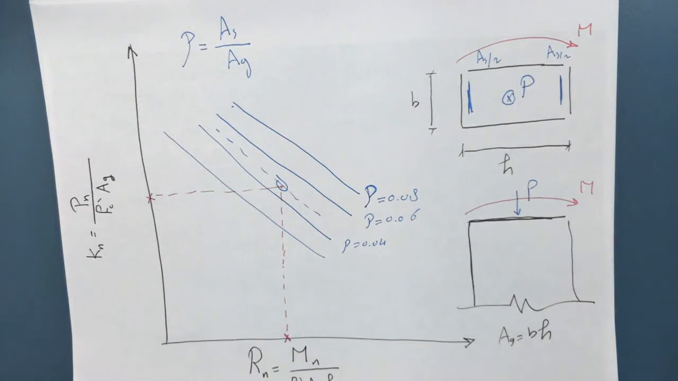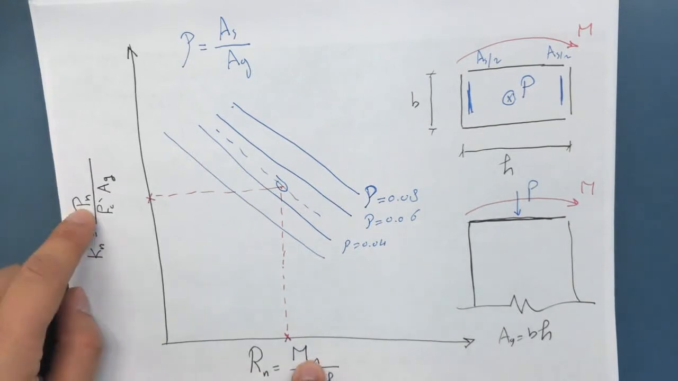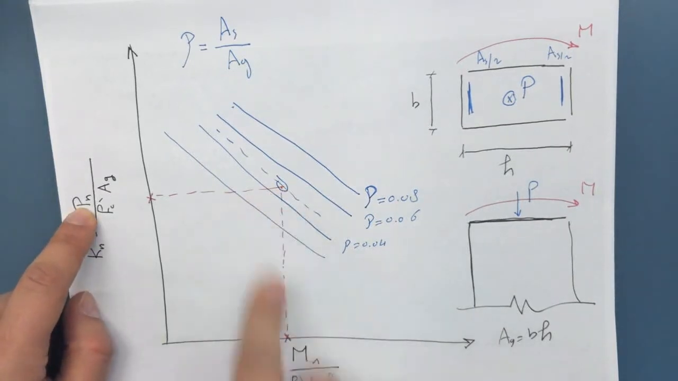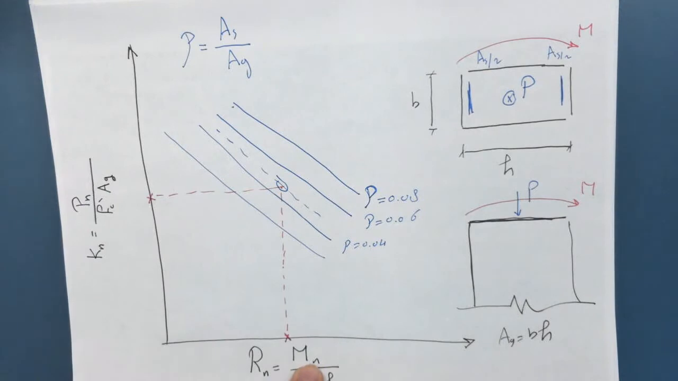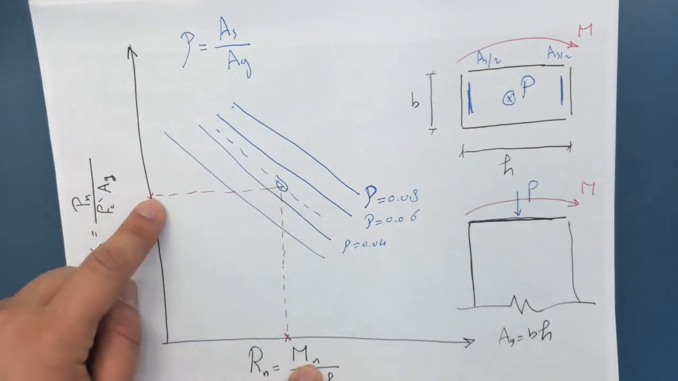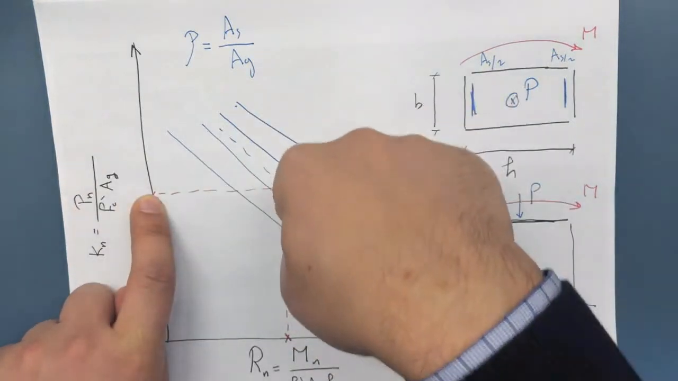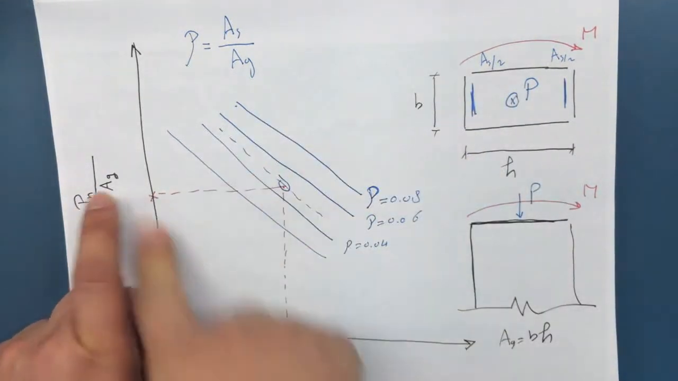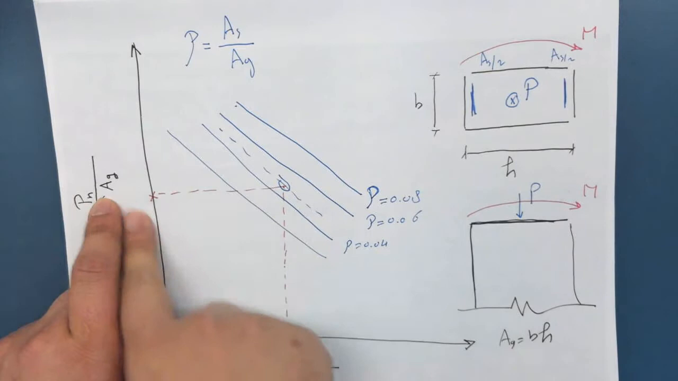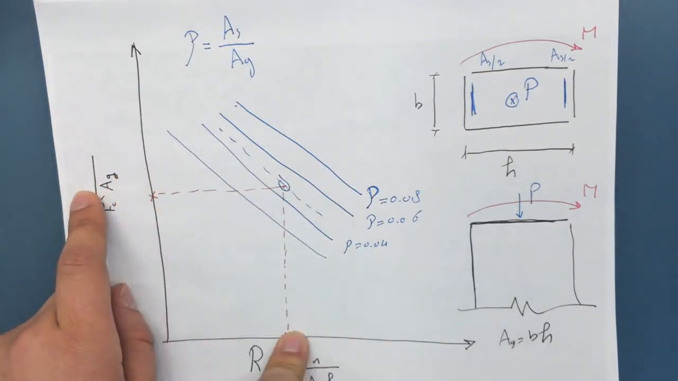So the problem is going to give you two pieces of information asking for the third. As we will see, some problems are going to give you the moment and the load asking you for the reinforcement. Some problems are going to give you the moment and the reinforcement asking you for the maximum load you can put in. Some are going to give you the axial load and reinforcement asking you for the moment. So it's always about this triangulation between these values.